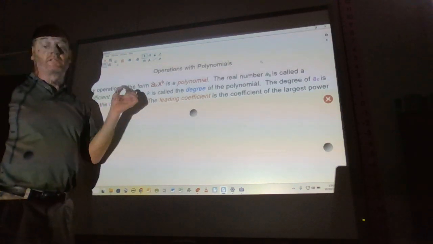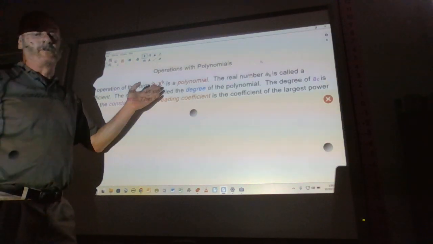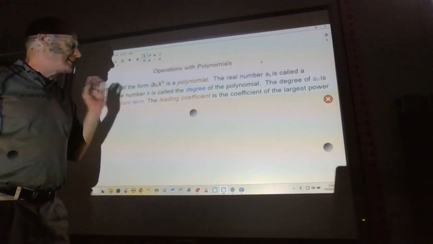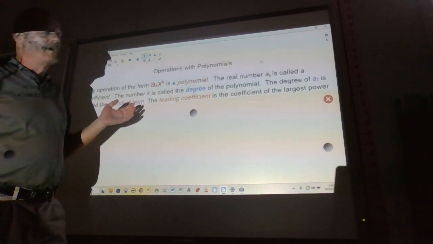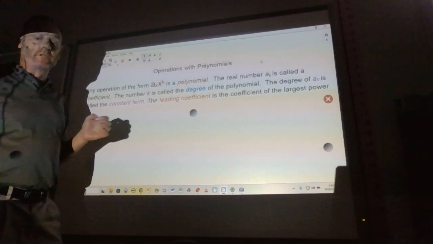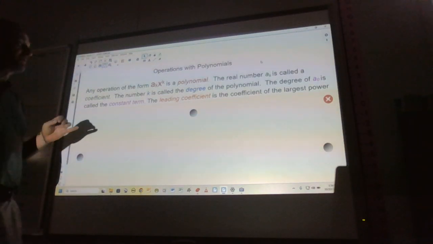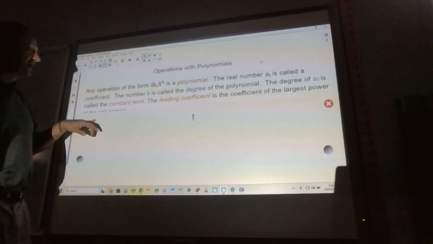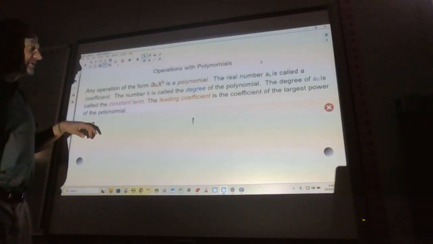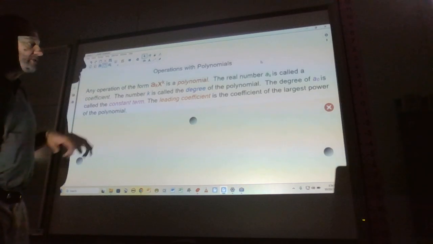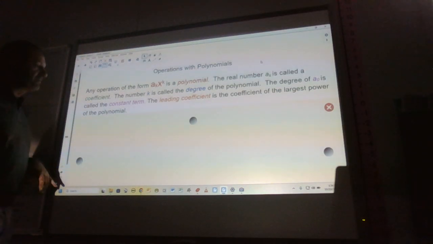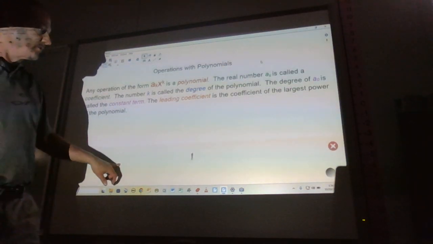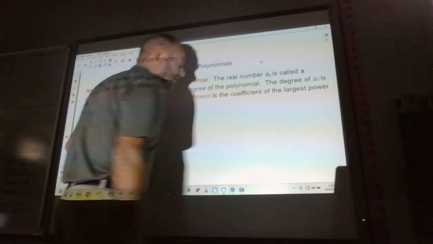Now, you might have multiple powers of x in a polynomial, as you'll see. The degree is the biggest one. It doesn't matter what order it is, whatever's the biggest one. The term a sub 0 is called the constant term, and it is degree 0. And the leading coefficient is the coefficient of the largest power of the polynomial. So what does all that mean?